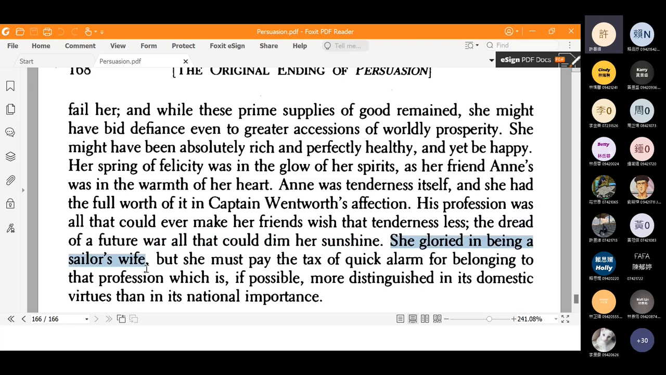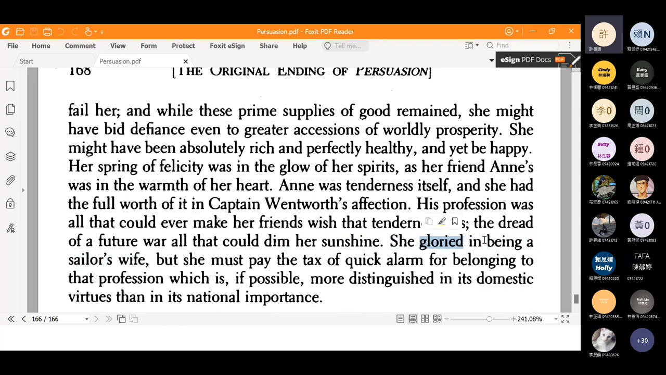She gloried in being a sailor's wife. 她以做水手妻子为荣. 以什么为荣? To glory in something. But she must pay the tax of quick alarm. 但是她必须要付出代价. Here, tax is not, 这不是税, 它是代价, the cost of quick alarm.